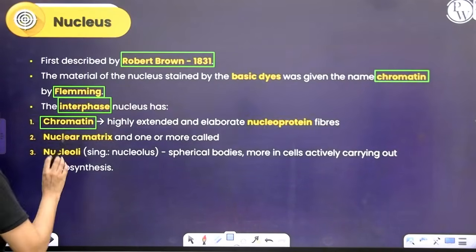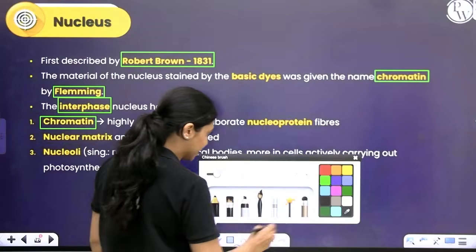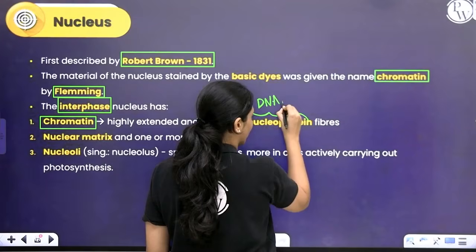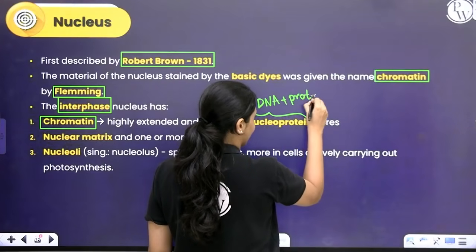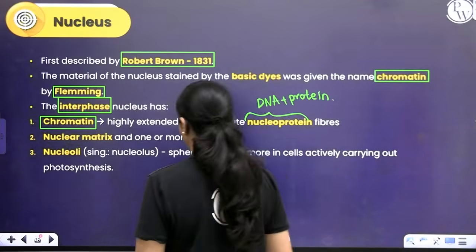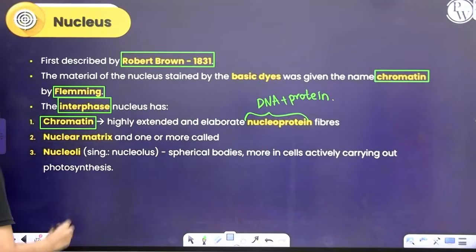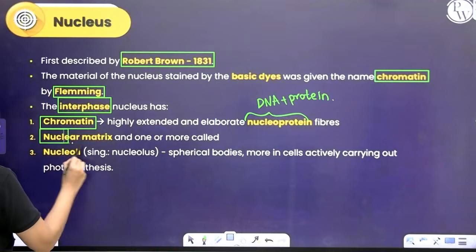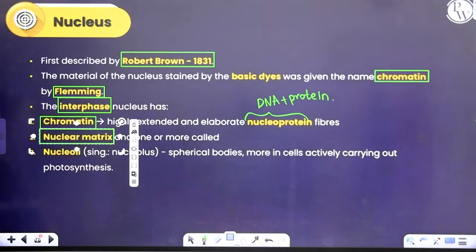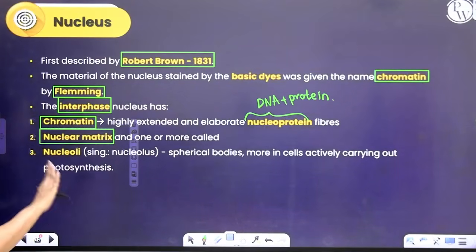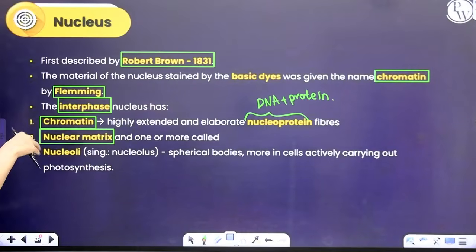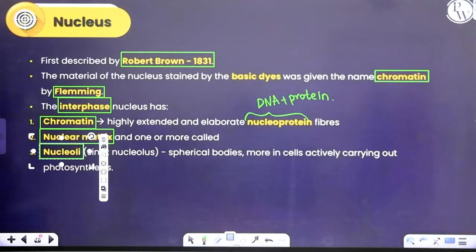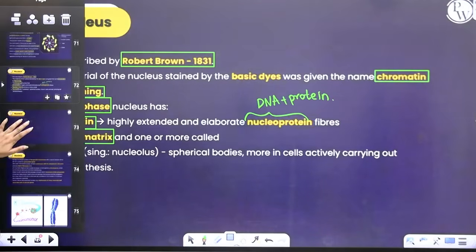This chromatin will contain DNA along with protein. DNA is wound around proteins. That's why we say chromatin is nucleoprotein, nucleic acid plus protein. Along with that, inside the nuclear membrane, well-defined nuclear membrane, you have the nuclear matrix. You may have spherical bodies which are not again separated by any membranes called nucleoli. Singular is nucleolus. These are the things that you will find in a nucleus.